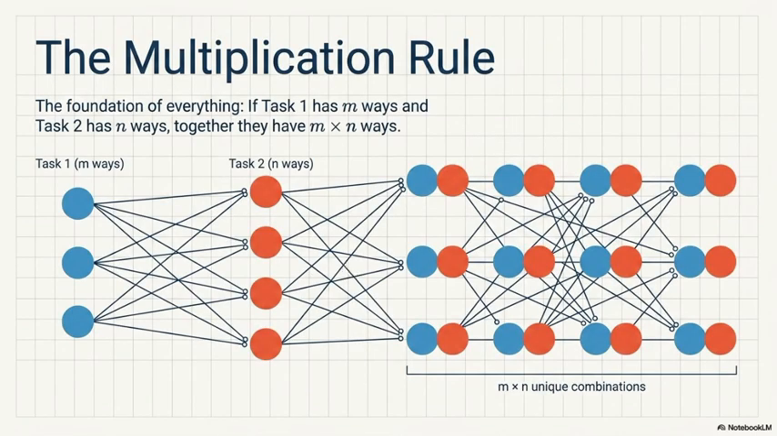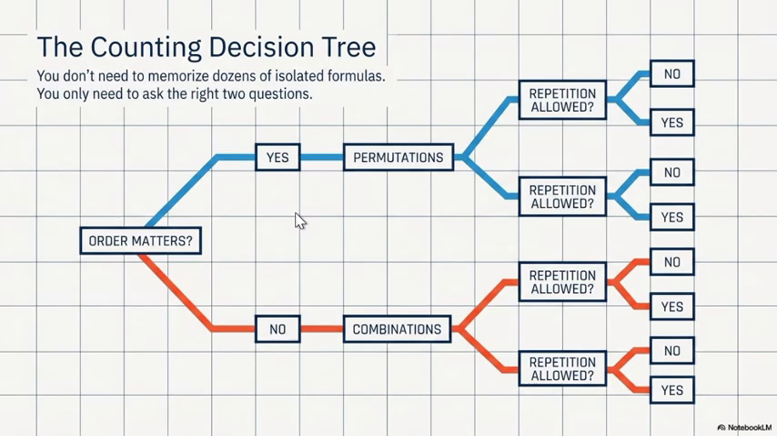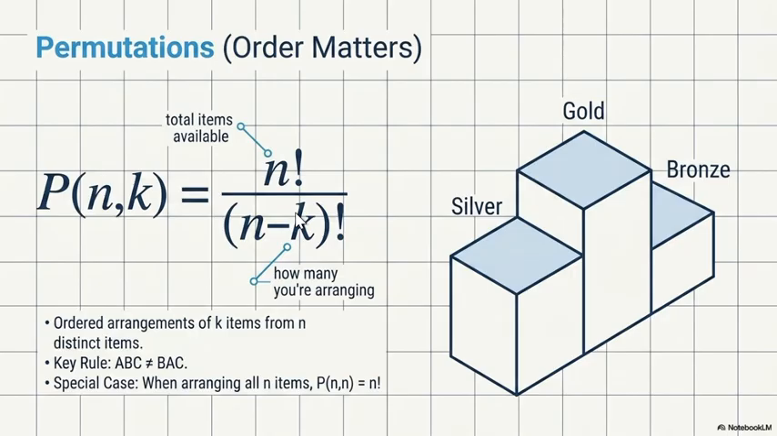Next is the multiplication rule, which says if task 1 has m ways to be done and task 2 has n ways to be done, together they will have m times n unique ways to be performed. Moving forward, there's permutation.